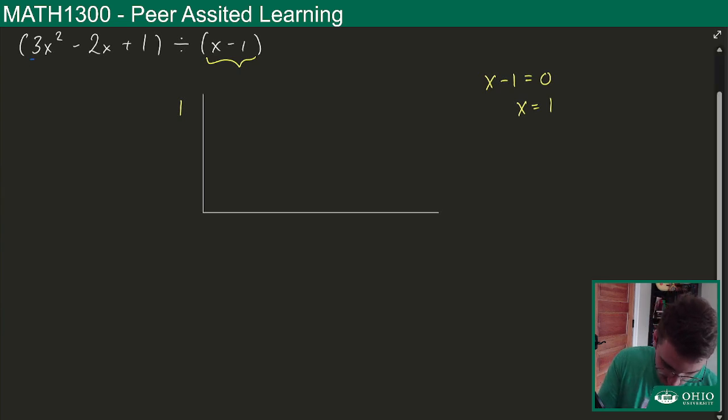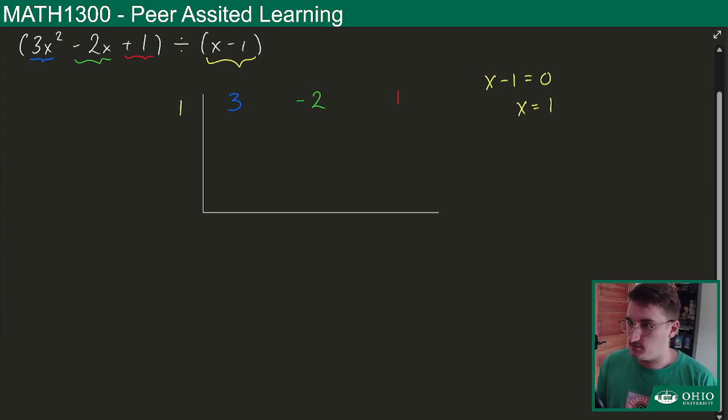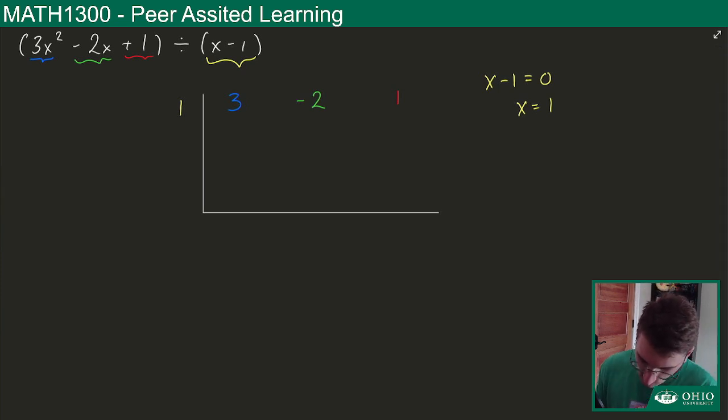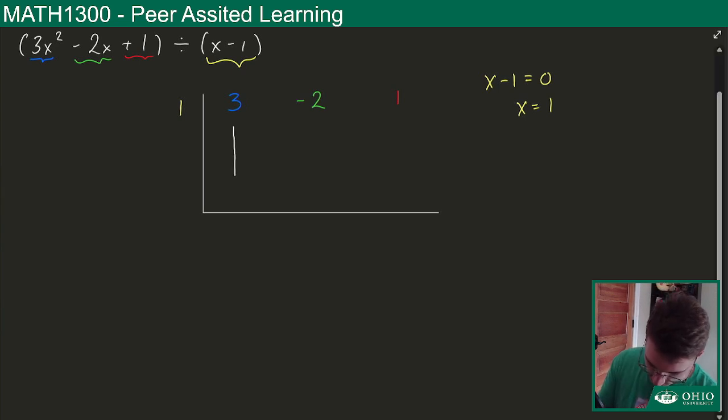So you can see that this term has a coefficient of 3. This term has a coefficient of -2, and then this term is a positive 1. So it would be 3, -2, 1. And so the very first thing you want to do in synthetic division is probably the easiest step, and you're just going to bring down this 3 into this bottom row. That's just the first step you're going to do.